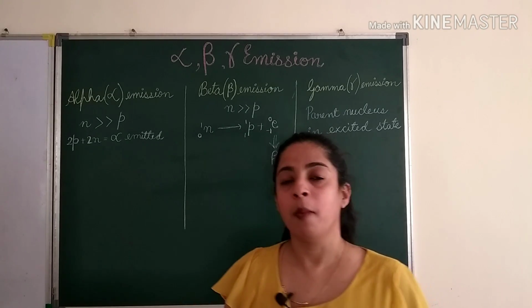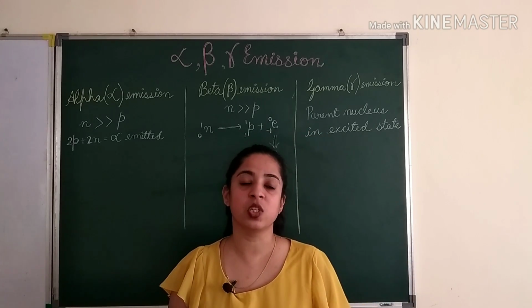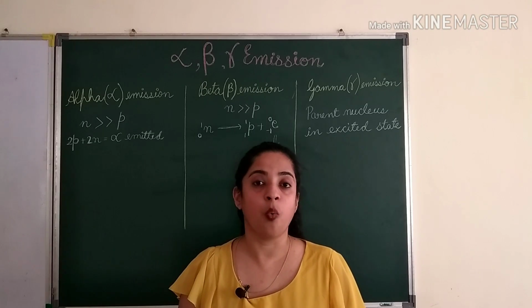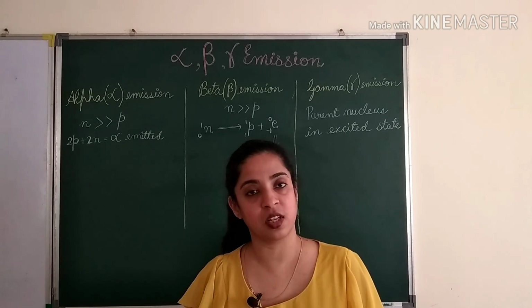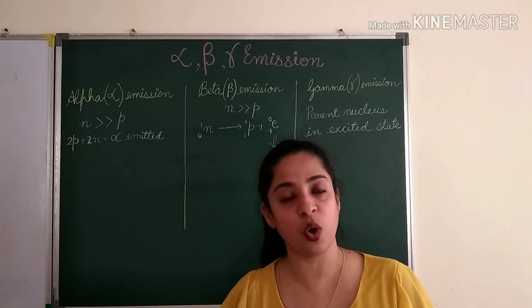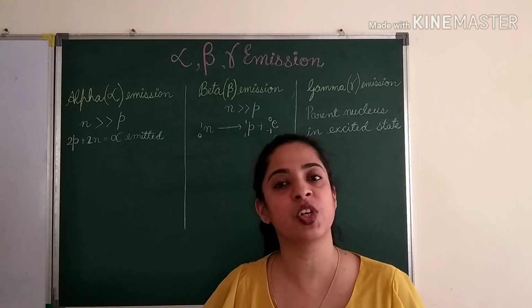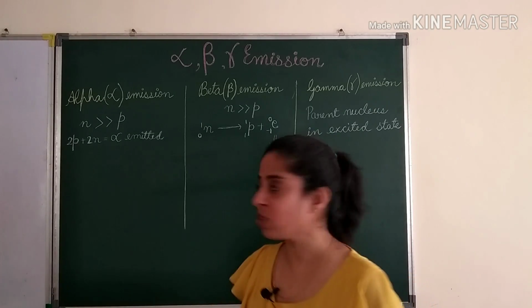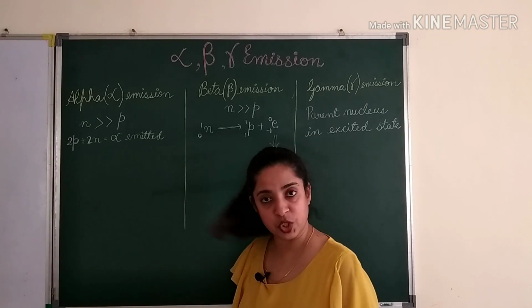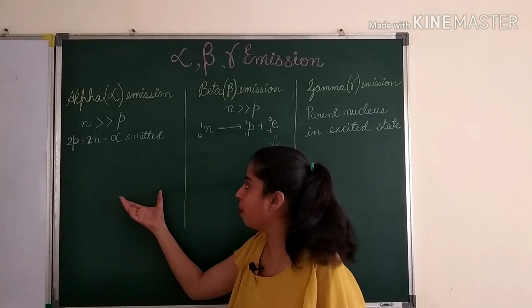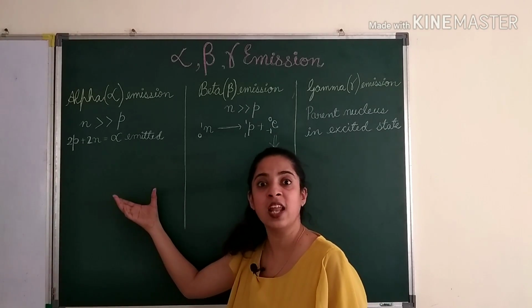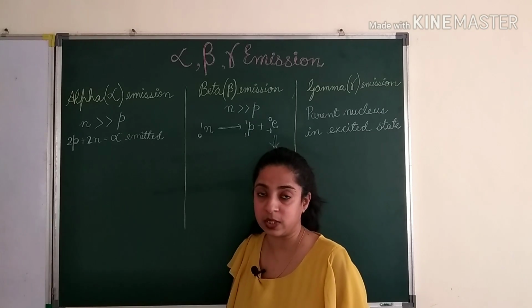Okay. So before starting with the nuclear reactions, first let us talk about what happens to the nucleus whenever there is an alpha emission or beta emission or a gamma emission, and why does this emission occur. Okay. So first of all, we'll go with alpha emission. Now why is an alpha particle emitted from a nucleus?